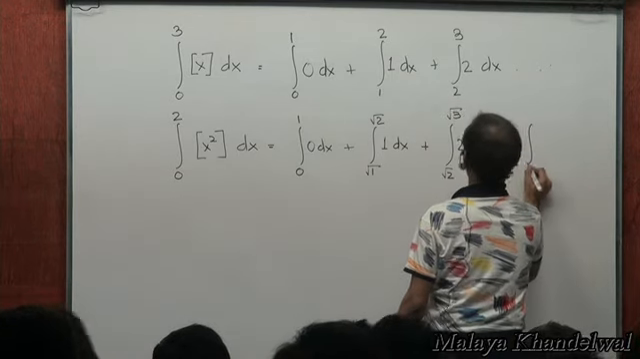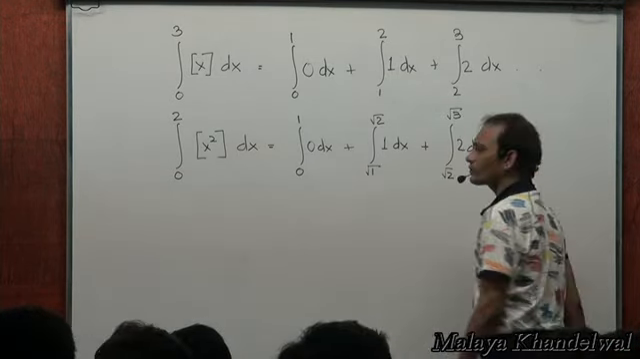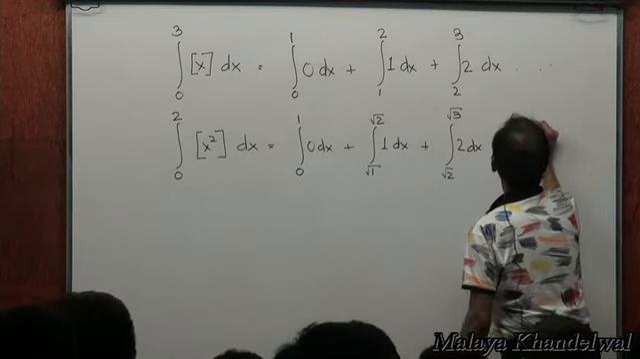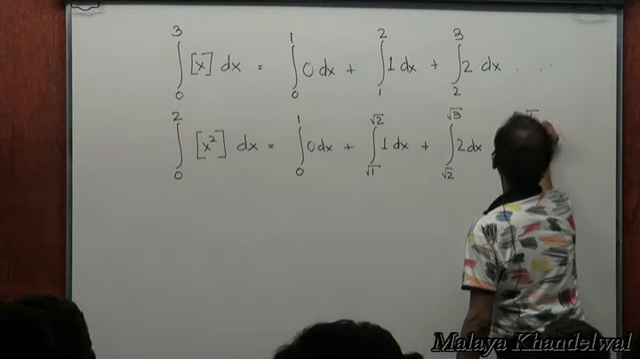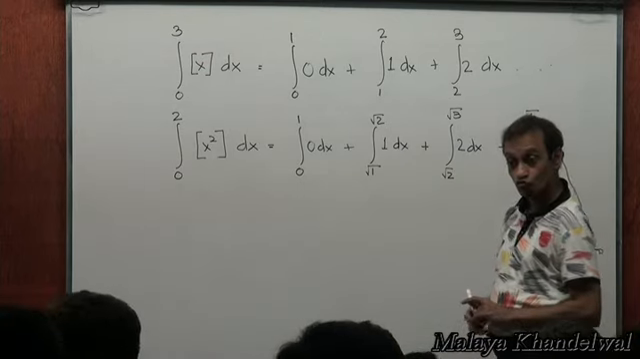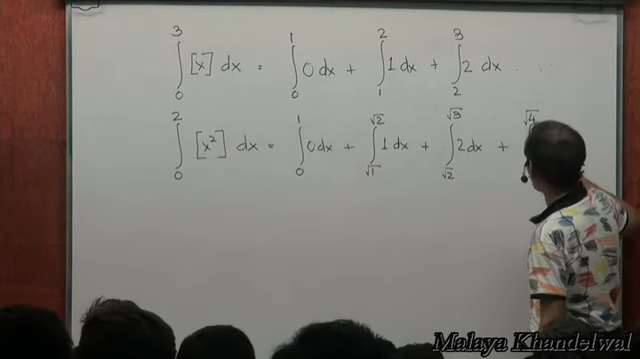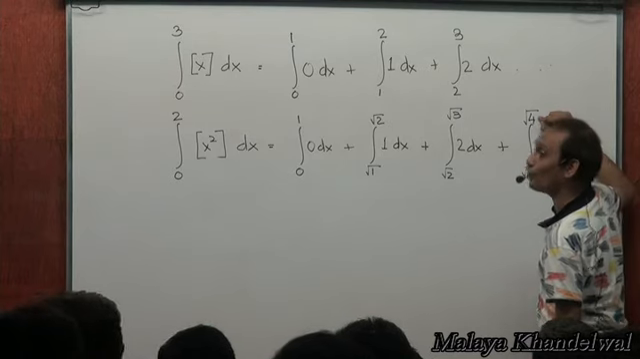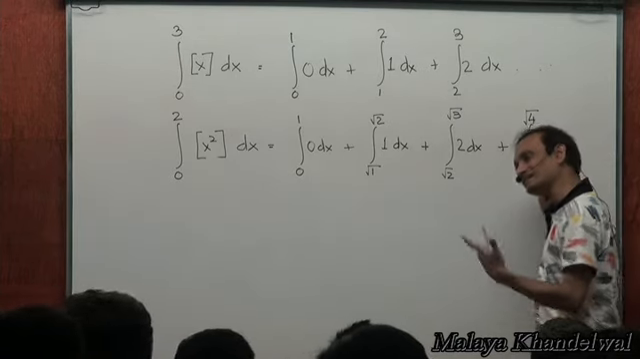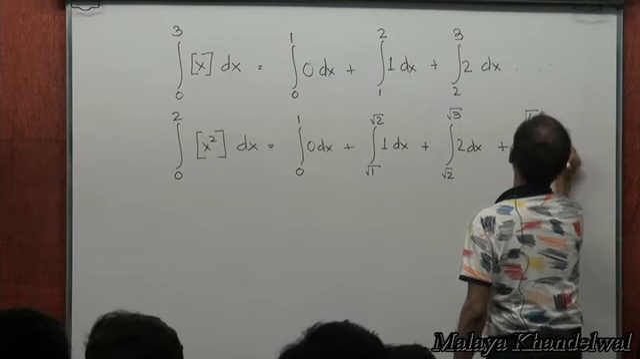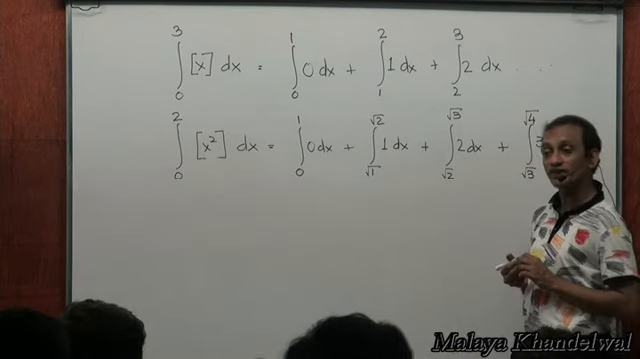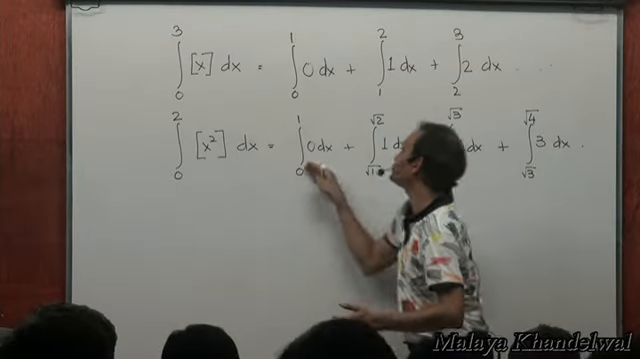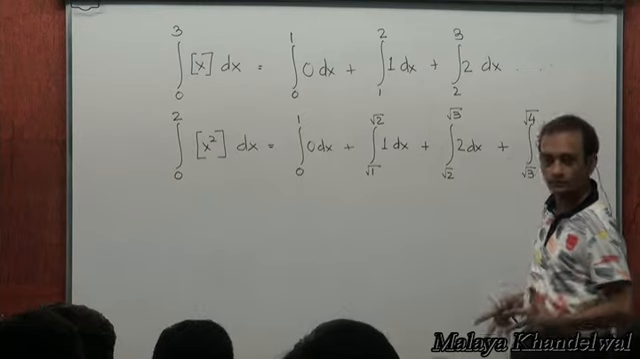And then root 3 to root 4. Root 4 is 2, right? So when x goes from root 3 to root 4, x squared goes from 3 to 4, box of x squared will be 3. This is all that we need to evaluate then. So sometimes we'll have to break up an interval into its pieces, right?